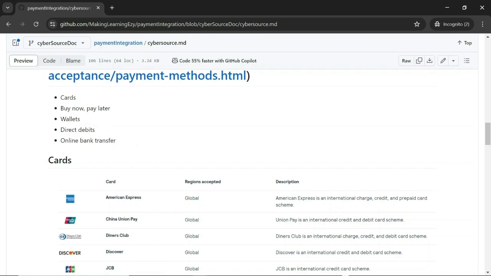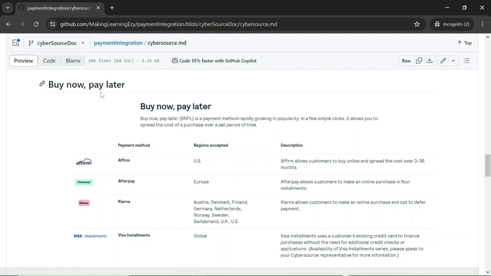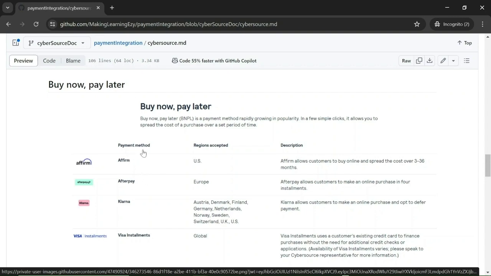Now let's move on to another payment mode, called buy now pay later. CyberSource also supports the buy now pay later option, and it supports multiple payment methods like Affirm, Afterpay, Klarna and Visa Installment. These payment methods are country specific. Affirm is supported in the US, Afterpay in Europe, Klarna in some European countries. You can see the country names here, and Visa Installment is supported globally. As per your need, you can offer any of the buy now pay later services to your customer to collect the payment. Just to highlight, what is buy now pay later? Buy now pay later is a service which allows customers to pay in installments over a period of time.